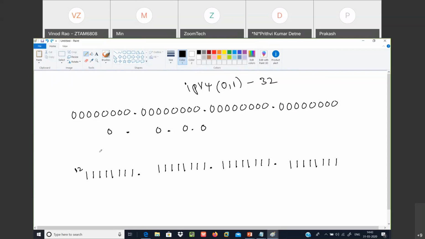It's 255 dot 255 dot 255 dot 255. So 0.0.0.0 to 255.255.255.255. So this is the range of IPv4 addresses. In between we have 4.3 billion IP addresses.